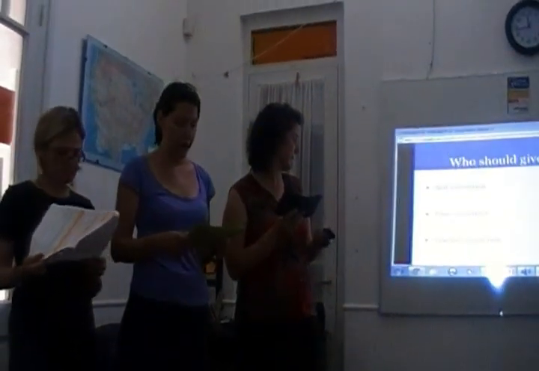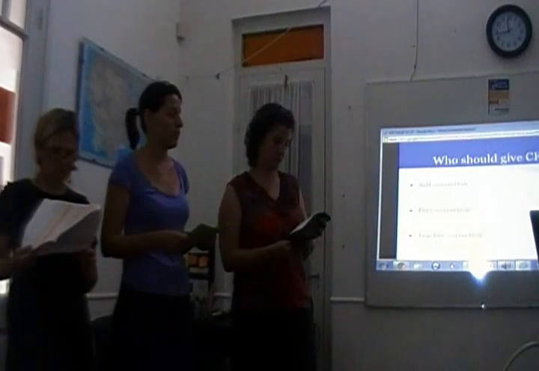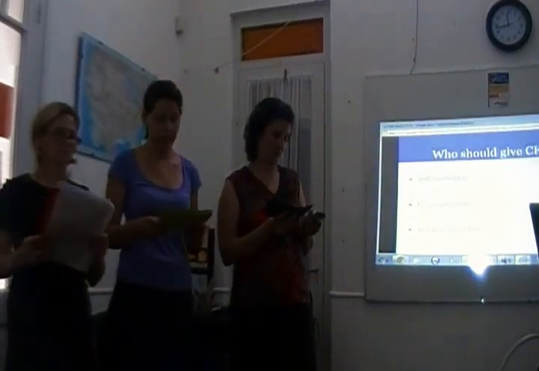And teacher correction happens when the teacher knows the problem and the solution, and can define and put things simply for the student to understand the mistake.